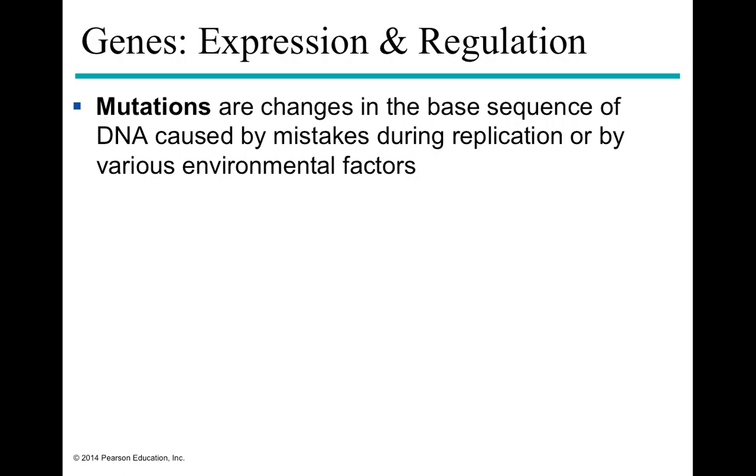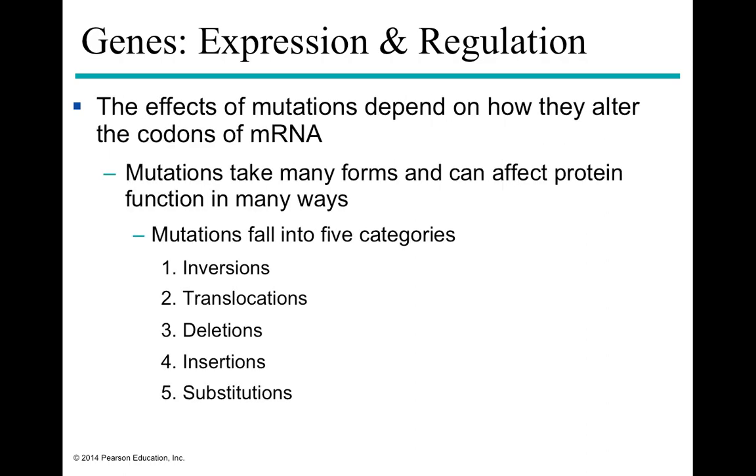So what happens if we end up with mutations? What if we make a mistake? That seems like a lot of pressure to make sure that at every single step we get the right pairing, right? Mutations do occur. Mutations happen when we have changes in the base sequence of DNA, and they can be caused by multiple things. They can be caused by mistakes in replication or by environmental stressors.